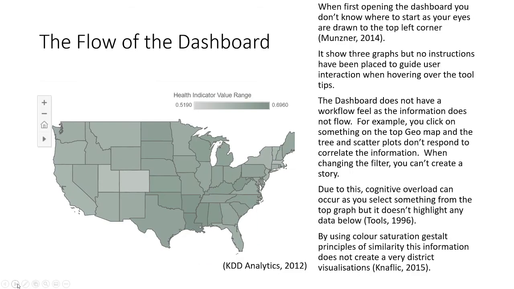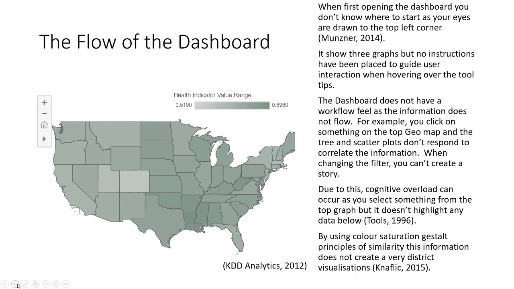When I first open the dashboard, you don't know where to start as your eyes are drawn to the top left corner. It shows three graphs, but no instructions have been placed to guide users' interaction when hovering over the tooltips. The dashboard does not have a workflow feel, as the information does not flow. For example, you can click on something on the top of the geomaps, and the tree and scatter plot don't respond to correlate the information.